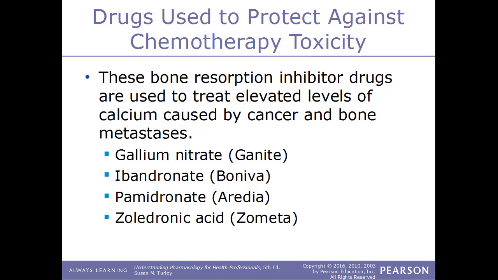Now, some drugs are bone resorption inhibitor drugs, and they're used to treat elevated levels of calcium that's caused by cancer or by bone metastases. Some examples of this kind of drug would be gallium nitrate, also known by the brand name Ganite, ibandronate, also known by the brand name Boniva, pamidronate, known by the brand name Aredia, and zoledronic acid, also known by the trade name Zometa.